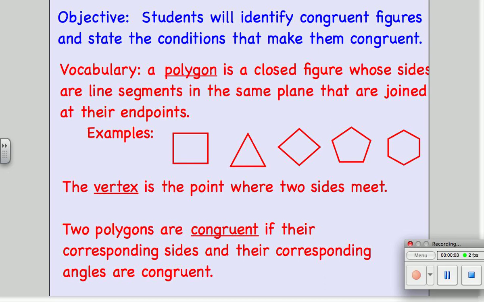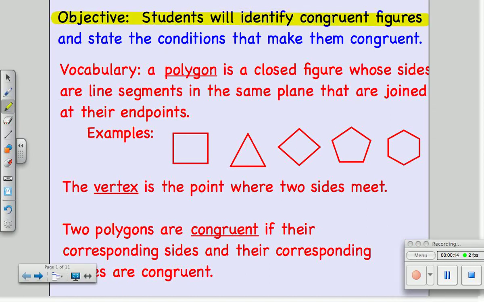All right, this is chapter 8, lesson 5. You do not have to write down all of the vocabulary. The only thing I want you to write down here, please, is the objective, of course. Thank you. And the only vocabulary I want you to write down is the vocabulary for congruent.